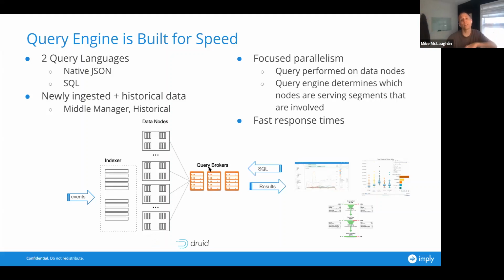But when the query comes in, if you say, show me everything from the last hour, for example, the query broker itself will look and say, hey, where's the last hour of data? Well, invariably, it's going to be over on the indexer.